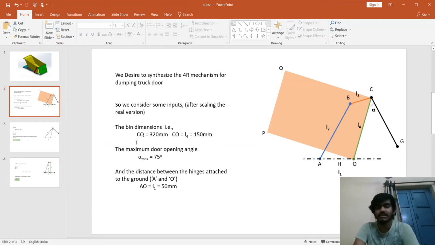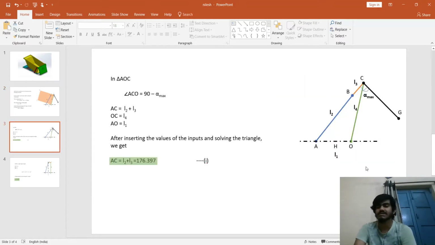We went through some JCB manuals, so we found some dimensions of the bin. We took CQ to be 320 and CO to be 150 for our convenience. This is, of course, after scaling it to a smaller length for our convenience. So we took alpha max to be 75 degrees. Alpha max is the maximum angle that the bin will open at an extreme configuration, that is the dead center configuration. And we took AO, that is the clearance length, to be 50. This also we took from the JCB manual.